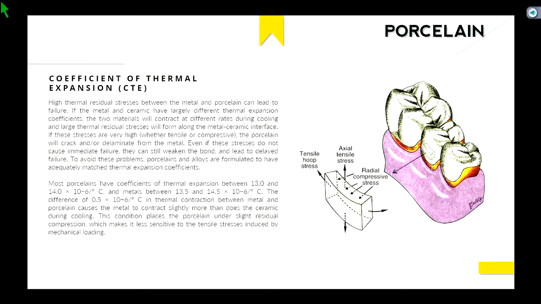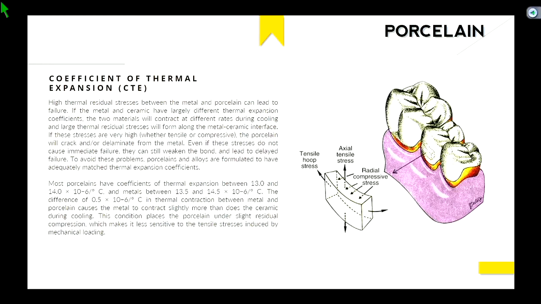Right? So most porcelains have a coefficient of thermal expansion between 13 and 14, times 10 to the minus 6 per degree centigrade. And the metals are between 13.5 and 14.5. So the difference is 0.5 times 10 to the negative 6. When you have that difference, as the porcelain cools, you can think of it this way: the porcelain is going to shrink a little bit more, and it's going to hug the metal substructure. So it's going to be in a little bit of compression. It's sort of hugging on to it.